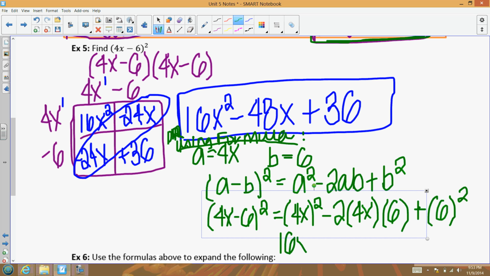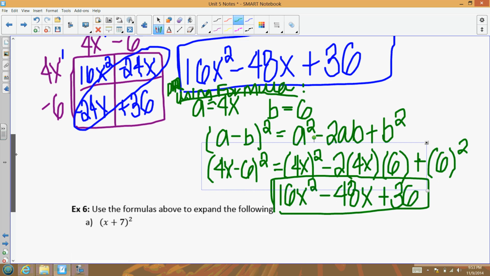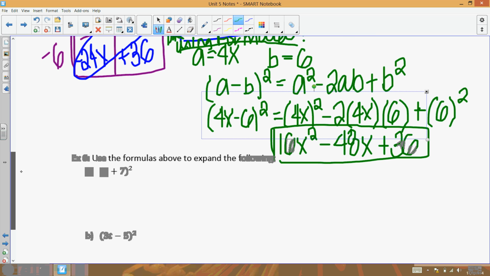So I would get 16x squared minus, so I have 2 times 4 times 6. So I have 8 times 6, so I get 48. Keep the x, plus 36. So that's just another way of getting the same answer. It's just showing you how you can use the special formula or the special property since it's the entire thing being squared. So let's try a couple just strictly using the formula so you get used to it. Again, you don't have to use the formula.